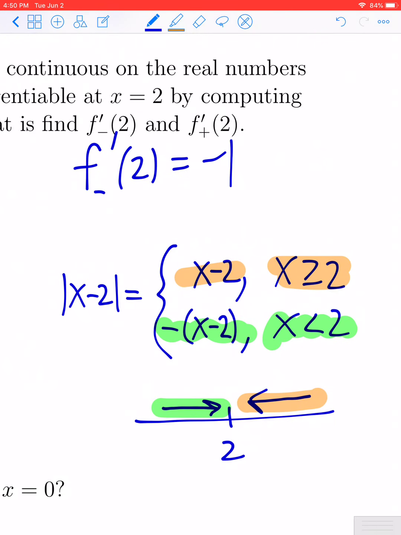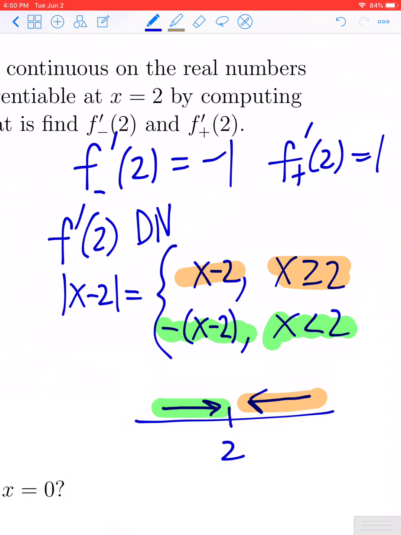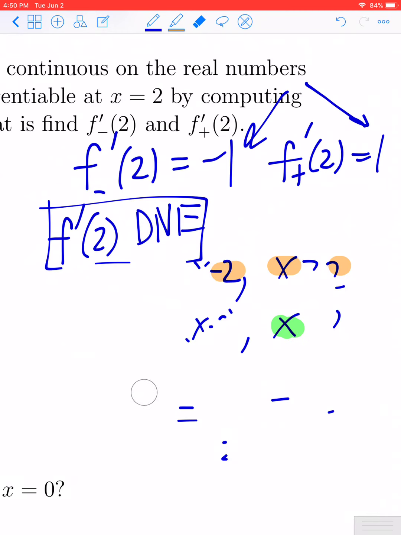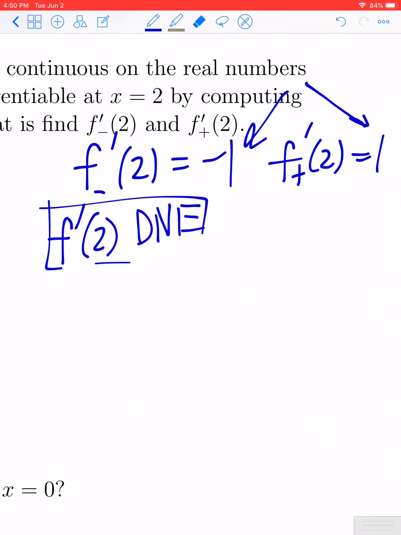So the right-hand derivative at 2 is equal to positive 1, and what that means is that the derivative at 2 in general does not exist. The reason why f is not differentiable at 2 is because the value of the left-hand derivative is different from the value of the right-hand derivative. And graphically, we can see this. If we graph the absolute value of x minus 2, it's just your classic graph of the absolute value, but shifted 2 units to the right.